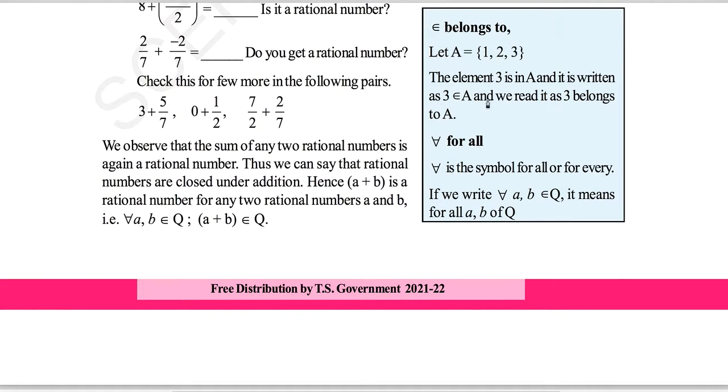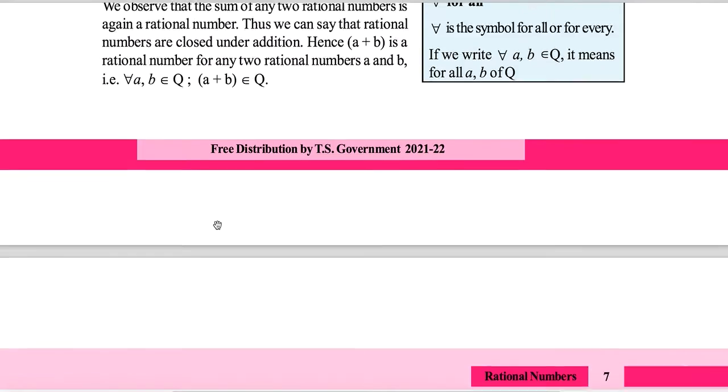Let A equal to 1, 2, 3. The element 3 in A is written as 3 belongs to A, and we read it as 3 belongs to A. This is the for-all symbol. For all is the symbol for all or for every. If we write for all a, b belongs to Q, it means this. We observe that the sum of any two rational numbers is again a rational number. Thus, we can say that rational numbers are closed under addition. Hence, a plus b is a rational number for any two rational numbers a and b. That is, for all a, b belongs to Q, a plus b belongs to Q.